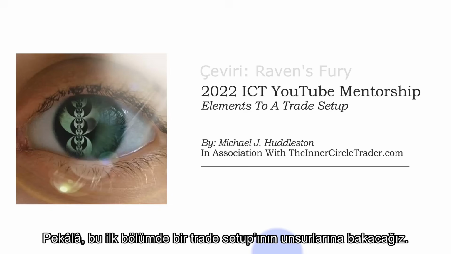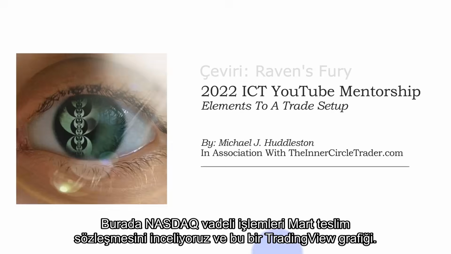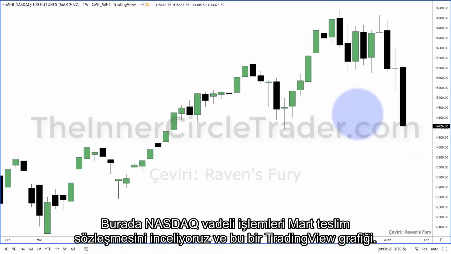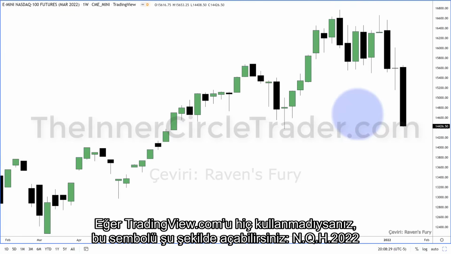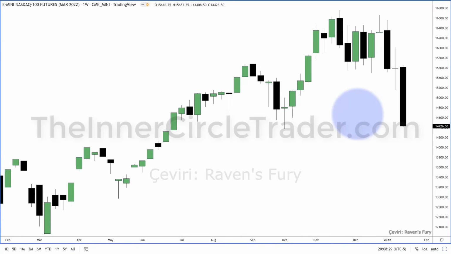All right, so this first installment is going to be elements to a trade setup. We're looking at the NASDAQ futures March delivery contract, and this is a TradingView chart. If you've never used TradingView.com, the way you would pull this symbol up is NQH2022. And this is a weekly chart.